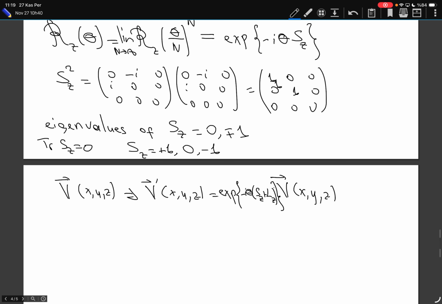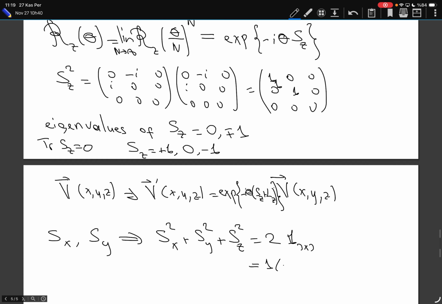Well, you can go ahead and calculate sx and sy. Just consider rotations around the x-axis, y-axis, z-axis. And you can actually show that sx squared plus sy squared plus sz squared will be just 2 times the identity. And this 2, by the way, is 1 times 1 plus 1. Again, this is just a property of ordinary functions in mathematics.